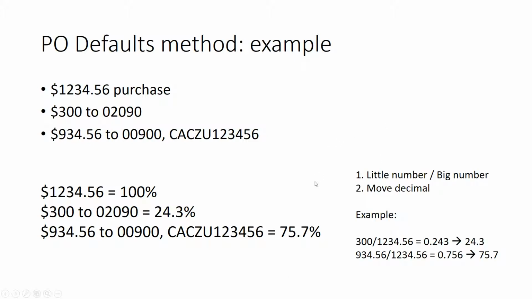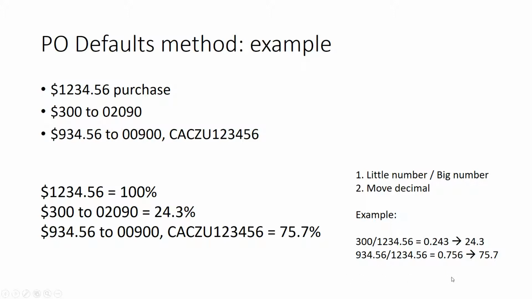If you don't know how to do that, you take the little number, for example, the $300, and divide it by the big number, which is the total purchase. That gives you this decimal number. Move the decimal point 2 spots to the right. 0.243 becomes 24.3. Do that for your second amount as well.